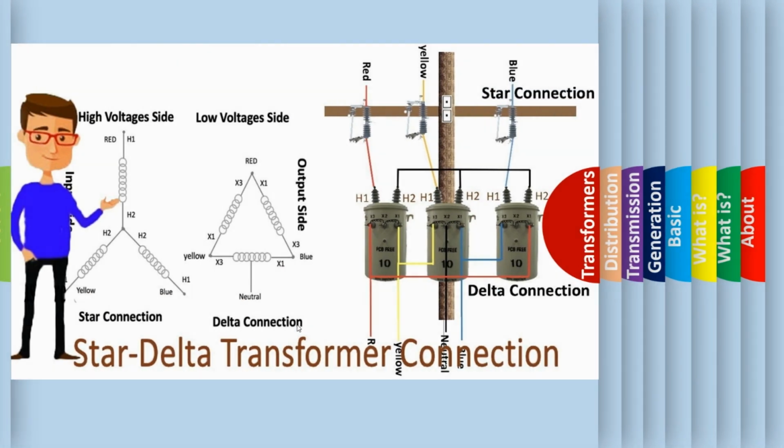Now, speaking of a transformer, the transformer which is required in a power station to step down and step up voltage is known as a star-delta transformer. The star side of the transformer usually takes in the high voltage, while the delta side produces the low voltage. 132,000 volts gets in the star connection and gets out as 11,000 volts on the delta side.